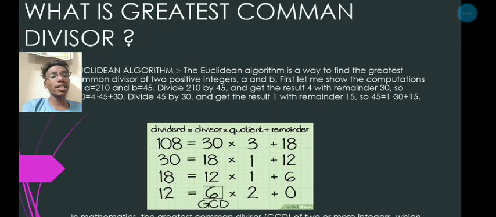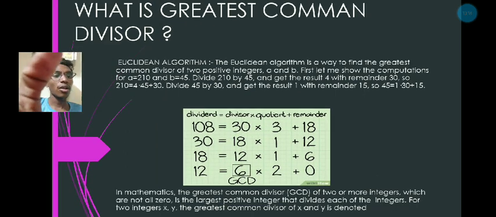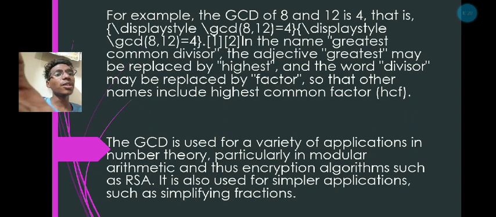Okay, now we will see, for example, the GCD of 8 and 12 is 4. That is the greatest common divisor among them. The GCD is used in a variety of applications in number theory, particularly in modular arithmetic, and thus in encryption algorithms such as RSA.